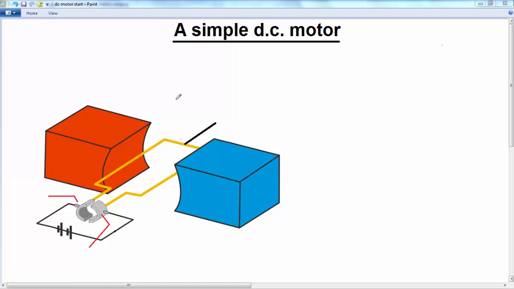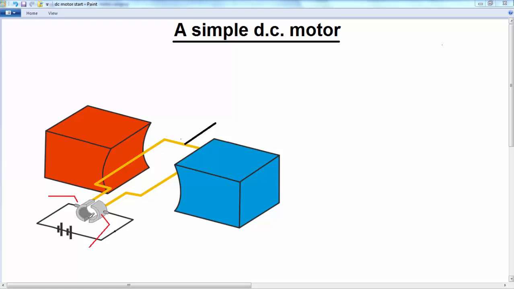In this lesson we're going to look at how a simple DC motor works. Now the DC motor makes use of the motor effect, which is not a surprise, as we've been looking at in the last two lessons. And so before we have a look at that, we're just going to label this schematic diagram of the motor.